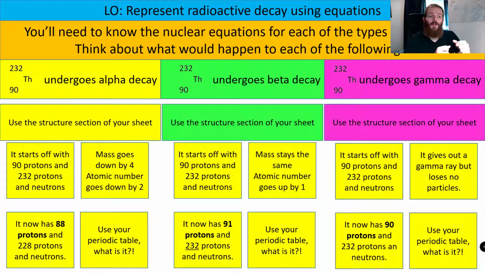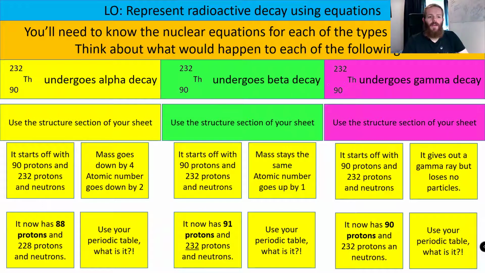But it's really important to know, just because it's not gotten rid of a particle, and it hasn't changed into another substance, it doesn't mean it stays as unstable as it was. By getting rid of energy as a gamma ray, it's still lost a little bit of energy and therefore become a bit more stable. Okay, that's important to remember. So these are the three things that could happen then to a nucleus. They could undergo alpha decay or beta decay or gamma decay.